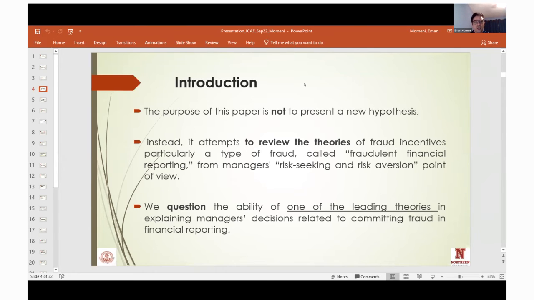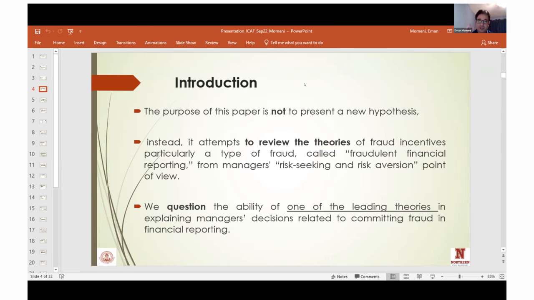As far as the introduction, in this paper we're not going to present a new hypothesis or an empirical research question. Instead, we're going to attempt to review different theories about fraud incentive, and particularly the type of fraud which is fraudulent financial reporting, and try to elaborate the risk-seeking and risk-aversion points of view from the management perspective.